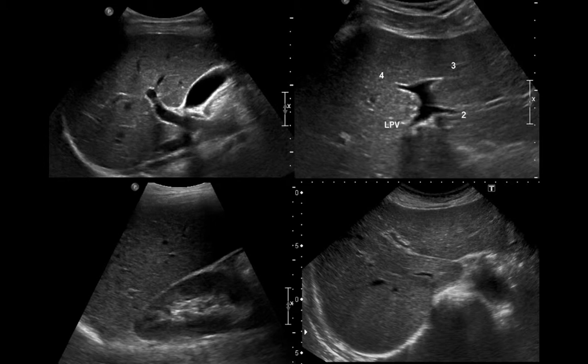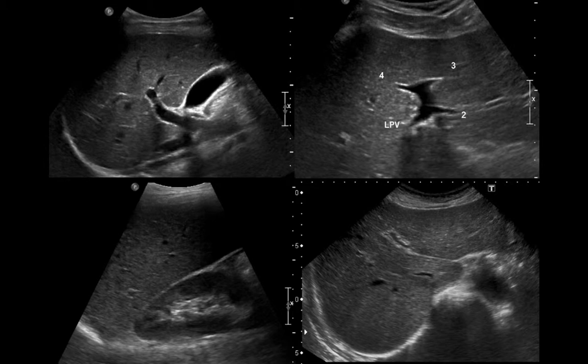But here, for the portal system, you can see the outside border of the portal vein is brighter, hyperechoic when compared to the hepatic vein. That's because it contains the portal triad inside, so the outer border becomes brighter. This is the eye shape. If you are interested, it is segments 2, 3, and 4.